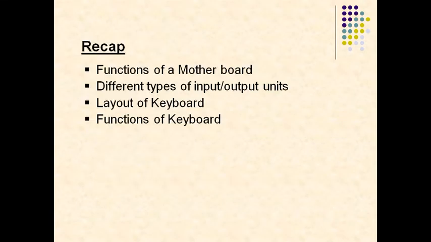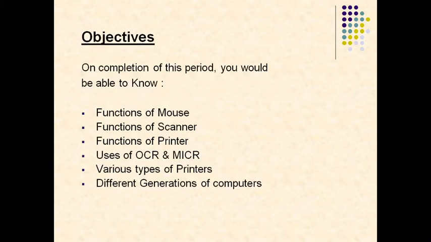In yesterday's class, we already discussed what a motherboard is, what the functions of a motherboard are, what the different types of input and output units are, what a keyboard is, the layout of the keyboard, and the functions of the keyboard. Now, in today's class, we'll be dealing with the functions of mouse and scanner, what a mouse is, what a scanner is and its functions, what a printer is and its functions, what OCR and MICR are and their uses, the various types of printers, and different generations of computers.